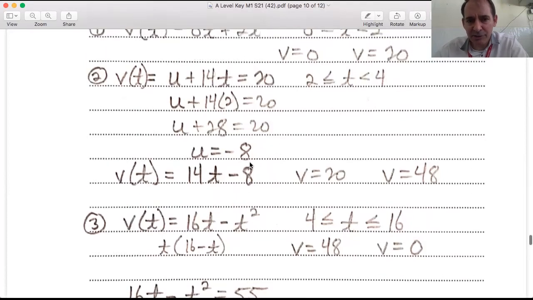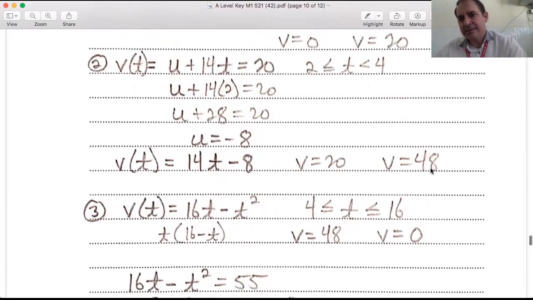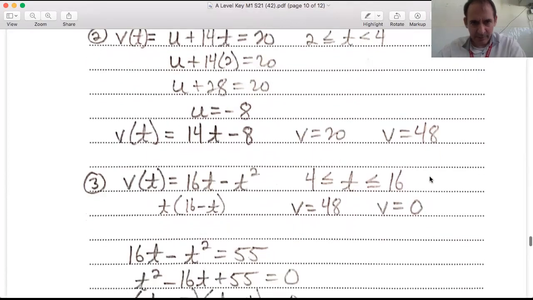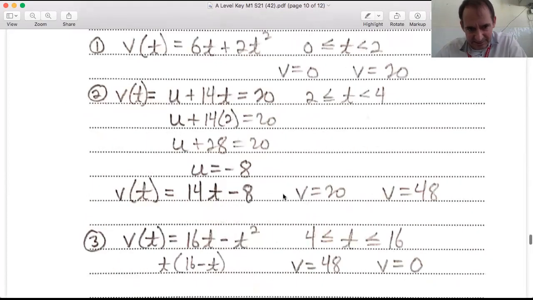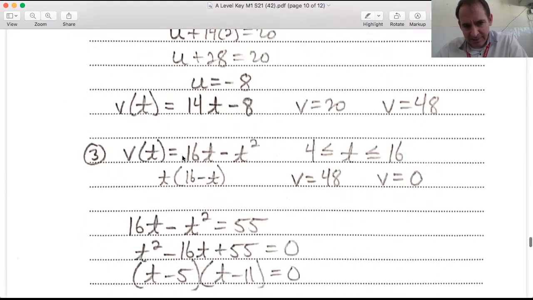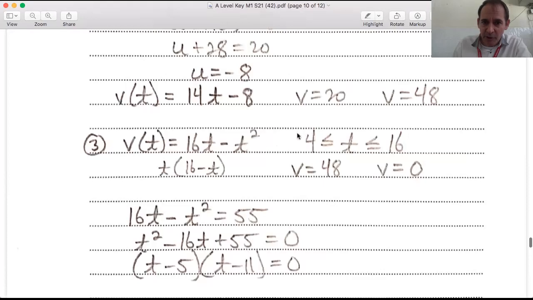So when we plug in our 2 seconds, we do get a velocity of 20. That agrees with our previous measurement. And when we plug in 4, we now get 48 meters per second. Then we go to the third one. We use calculus again. Integrate that 16t minus t squared. And when you plug in 4, you get 48, which is also an agreement here.